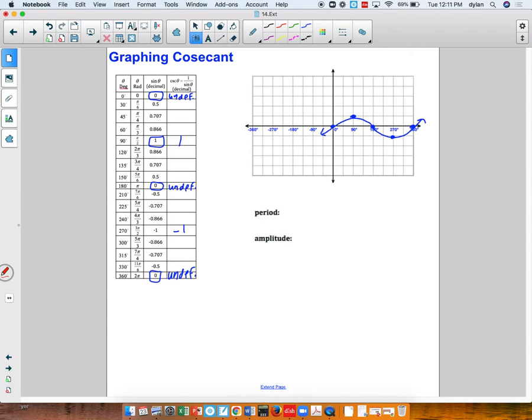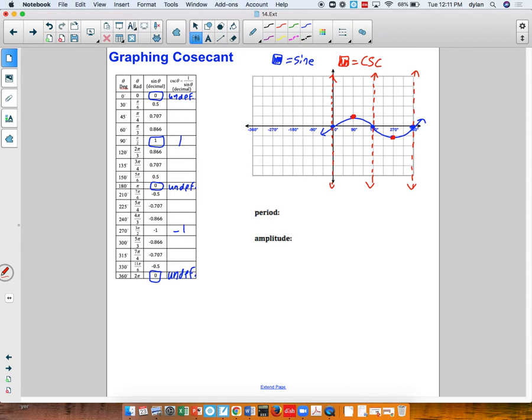Because the first thing to notice is anywhere where you see undefined for cosecant, so I'm going to do blue is going to be sine, and red is cosecant. So anywhere where we had a 0 for sine, that's going to become a vertical asymptote. And then our 1 and -1, the reciprocal of 1 and -1 is obviously the same.